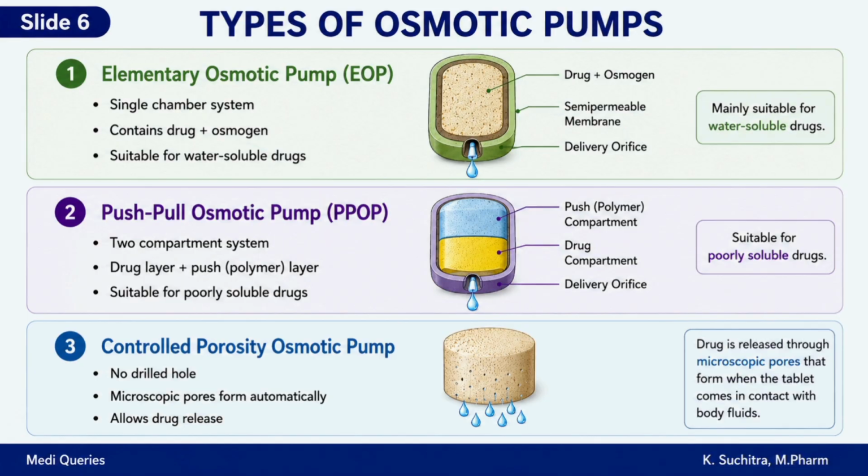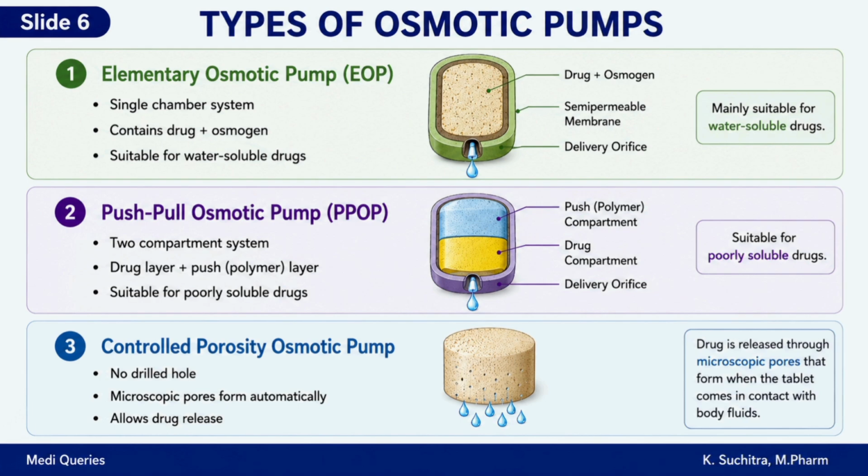The second type is the push-pull osmotic pump. It contains two compartments. One compartment contains the drug while the other contains the swelling polymer. As the water enters, what will happen? The polymer expands and pushes the drug out through the delivery orifice. This system is useful for poorly water soluble drugs.